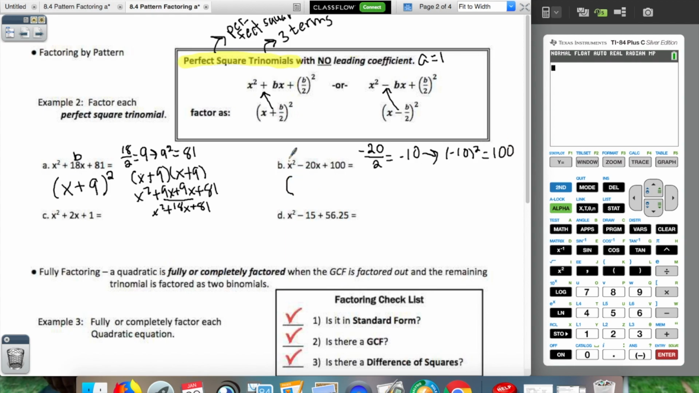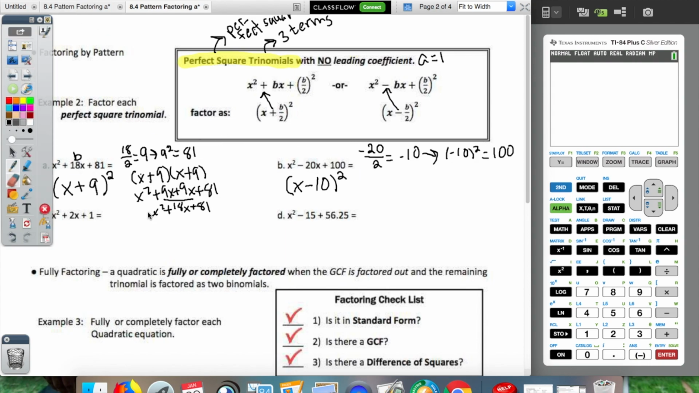So again, we'll take our parentheses and we'll do x. We'll do the sign that's in the middle, negative. And then what is half of b? Well, that's 10. So we got 10 and all of that squared. So that's one way to kind of do it. And let's look at another way.